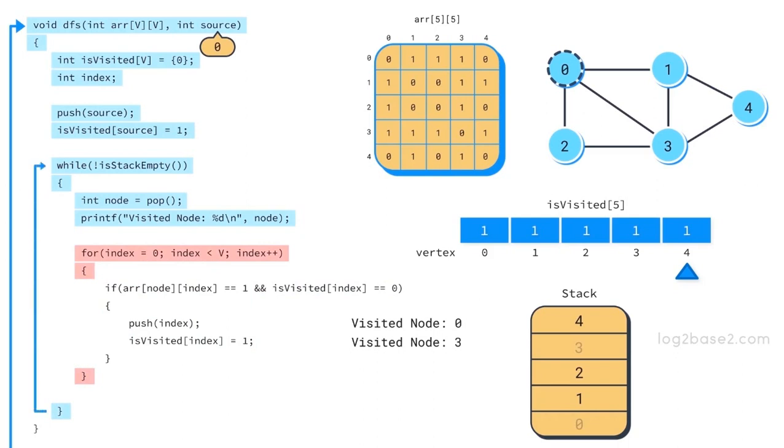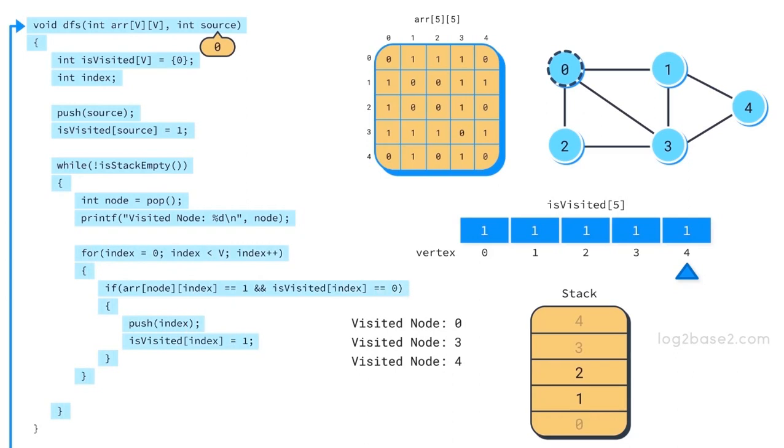And in the next iteration of while loop, stack is not empty yet, so continue. Perform pop operation to remove the element at the top and store it in the node. So 4 is popped and stored in node. Now print 4 is visited. And now we have to visit its neighbors. But if will fail in every iteration of this for loop, since isVisited is 1 for every index.